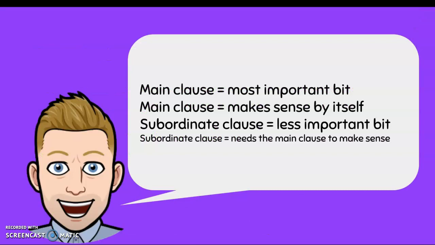So, the main clause is the most important bit. A main clause also makes sense by itself. Subordinate clause is less important. A subordinate clause also needs the main clause for it to make sense.